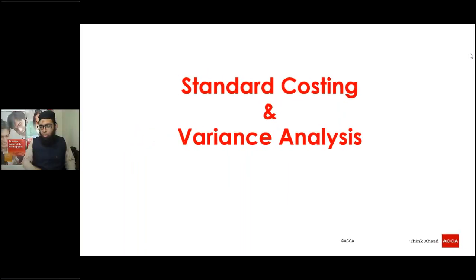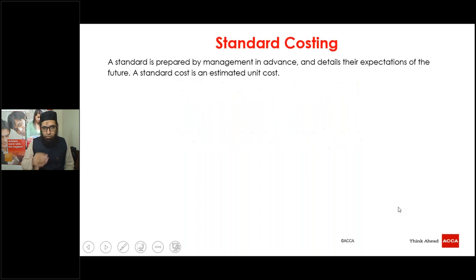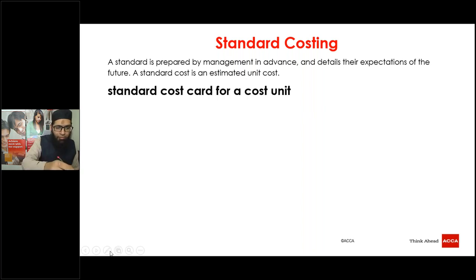Now let's discuss the topic of standard costing and variance analysis. So what is a standard cost? A standard cost is prepared by management in advance and details their expectation of the future. So a standard cost is an estimate. It is an estimated unit cost.